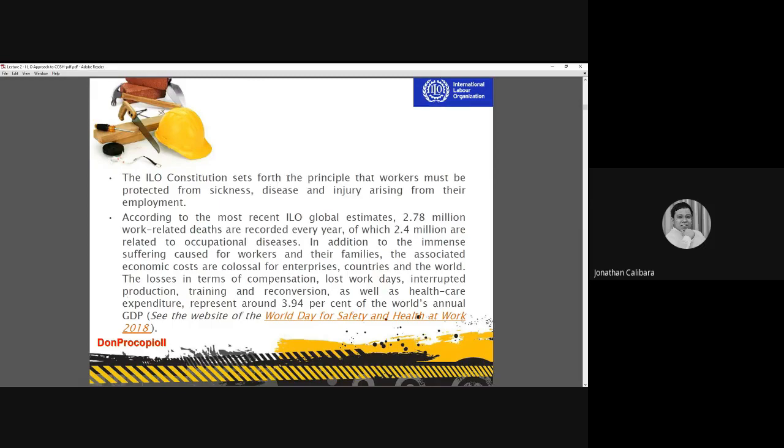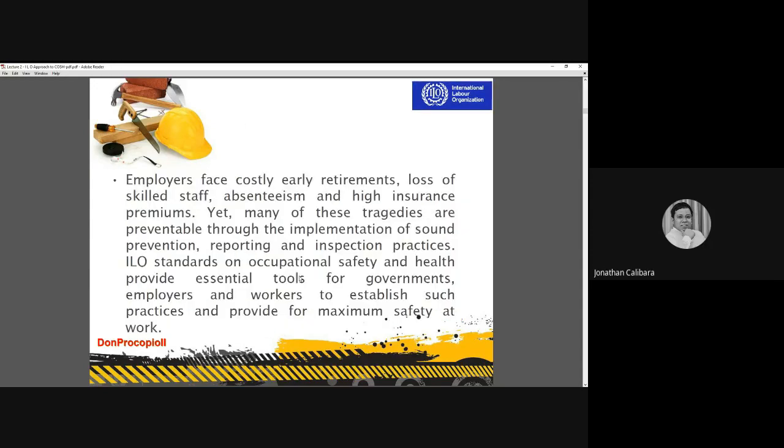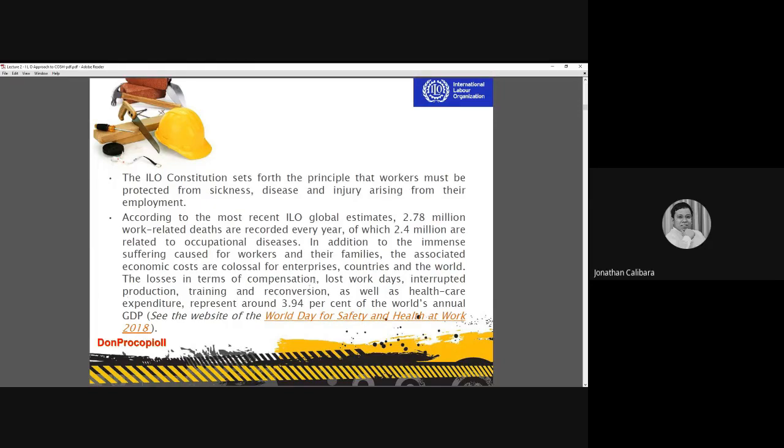And also here is the data we provide. There are about 2.78 million work-related deaths. That is the data on global situations or trends. And 2.4 million related occupational diseases, so illnesses. It resulted in a 3.94% loss in GDP, our gross domestic product, in our economy. So therefore, there is a big effect on the globe and on the economy, the losses or the accidents that can happen as long as it is work related. So that is what the ILO is for.